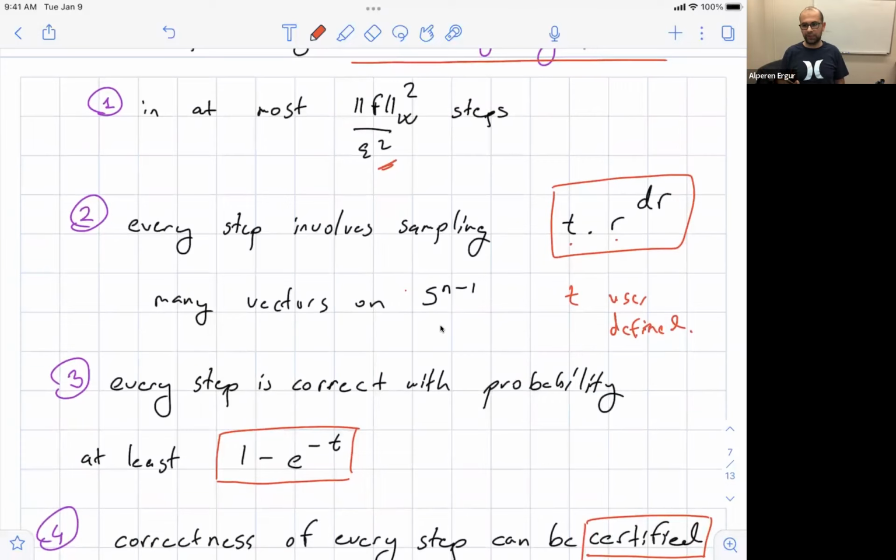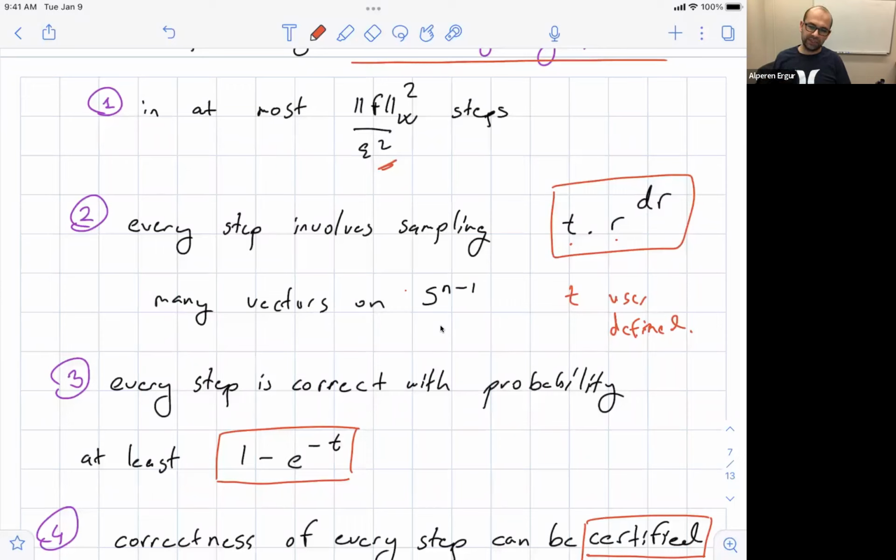Every step of the algorithm requires sampling a certain amount of vectors on the sphere, then doing an operation with them, which I didn't tell you yet. And then the more you sample, the probability of correctness of that step increases, but correctness is certified. So you do sampling, you do some operation, and you check if that was correct or not, and you go from there. If it is not correct, sample again, do it again.